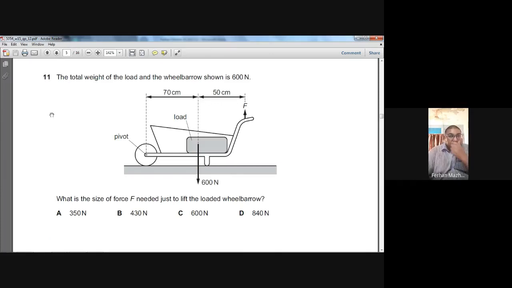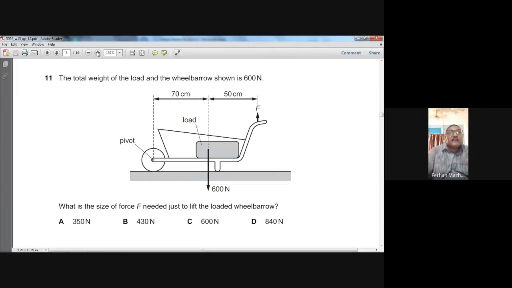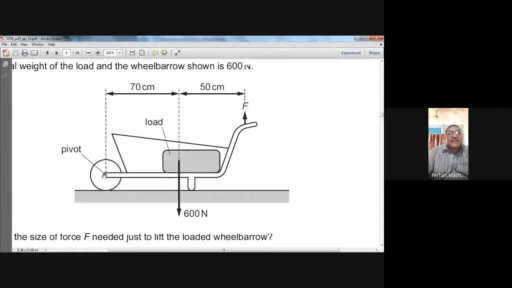So you see here, this is a wheelbarrow shown to you, and let me increase its size so I can explain to you. This wheel is acting as a pivot. The load is here, acting downward, and is trying to produce a clockwise moment. The load is 600 Newton. The perpendicular distance between the line of action of the load and the pivot is 70 centimeter.